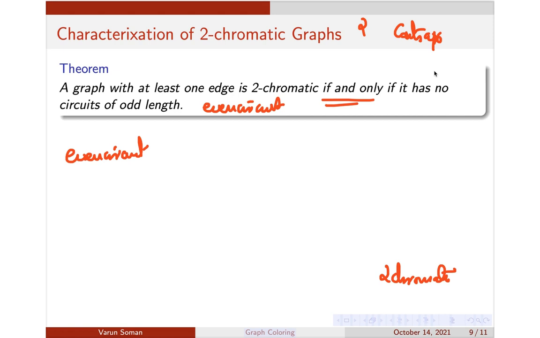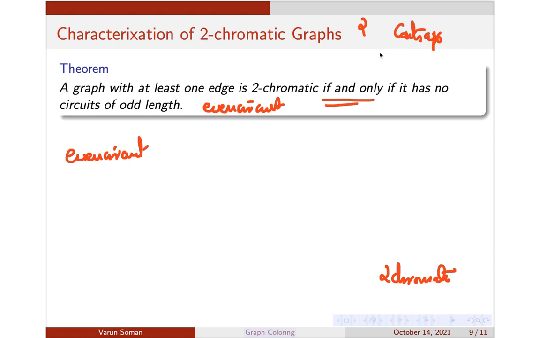That is, first you have to show that if a graph is two chromatic, then it has no circuits of odd length, and similarly if it has no circuits of odd length, you have to prove that it is two chromatic. Okay, so both ways are easy. The second way is very easy actually. If you have to prove that if a graph is two chromatic, then it has no circuits of odd length, we'll prove the contrapositive way.